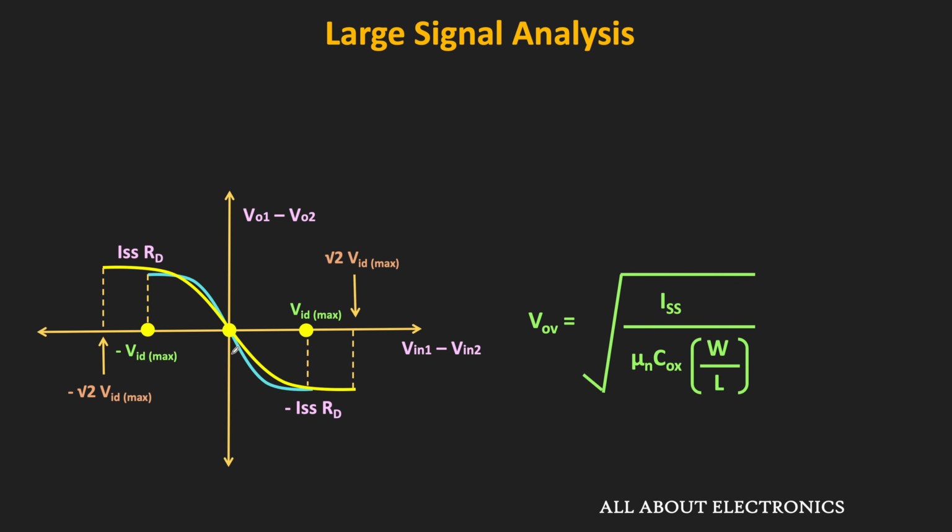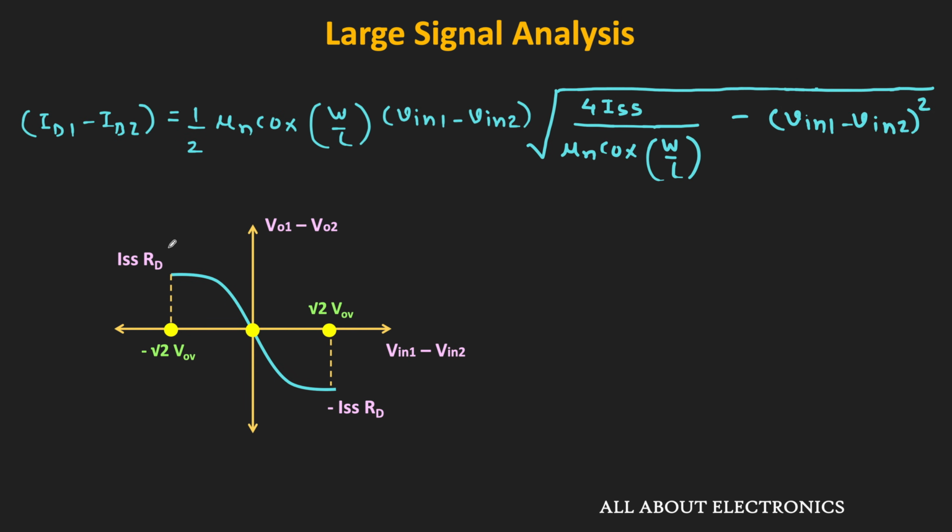So in short, by increasing this overdrive voltage, the differential range and the linearity of the circuit can be increased. But at the same time, the gain of the circuit will reduce. That means there is a trade-off between the linearity and the gain. So by controlling this overdrive voltage, we can control all these parameters.